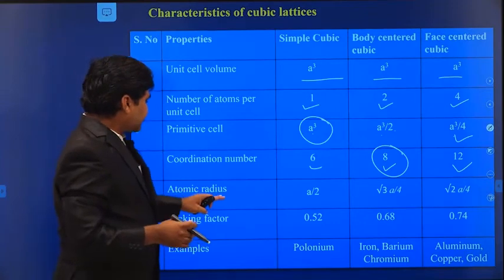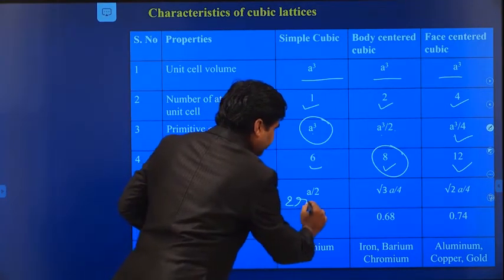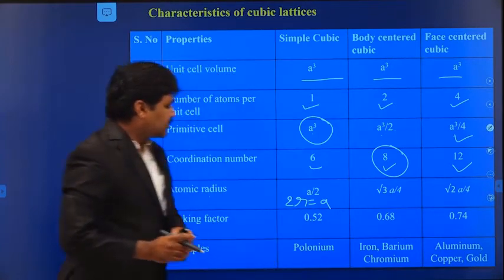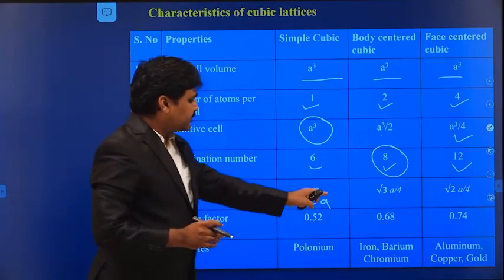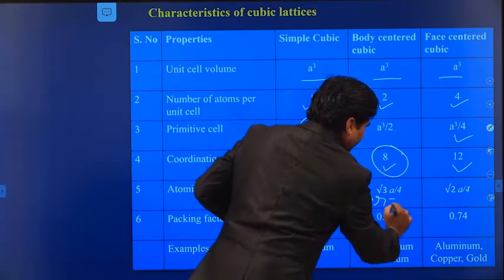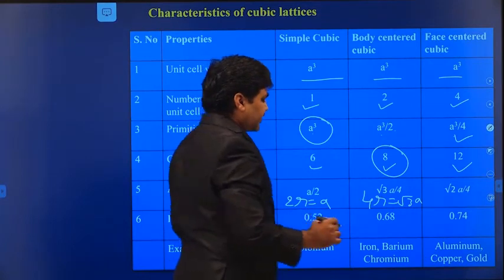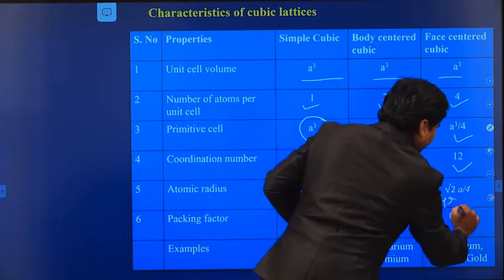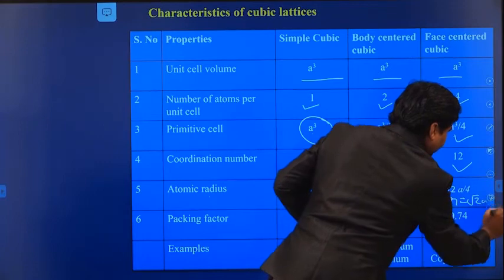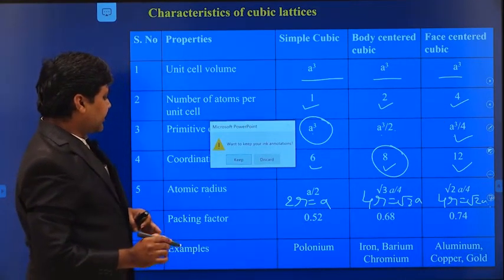So the atomic radius for the simple cubic structure, since 2r is equal to a in this case, so r, the atomic radius, is equal to a by 2. In the case of body centered cubic, 4r is equal to square root of 3 a, that is r equal to square root of 3 a by 4. In the case of face centered cubic, 4r is equal to square root of 2 a, so the atomic radius is equal to square root of 2 a divided by 4.